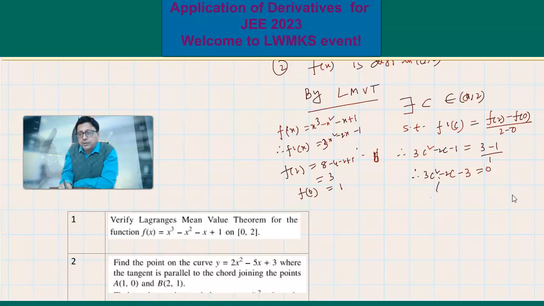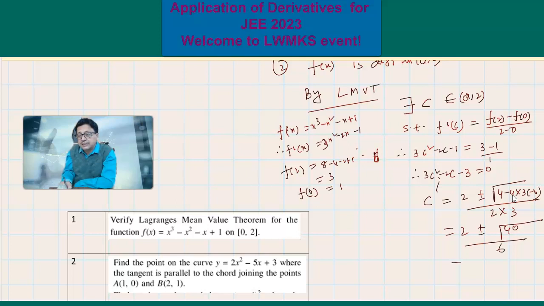Sridhar-Acharya method. The value of c is going to be equal to 2 plus minus under root b square minus 4ac, that is 4 into 3 into minus 3, by 2 into 3. So this is 2 plus minus under root 36 plus 4, root 40, by 6. So 2 plus minus 2 root 10 by 6.